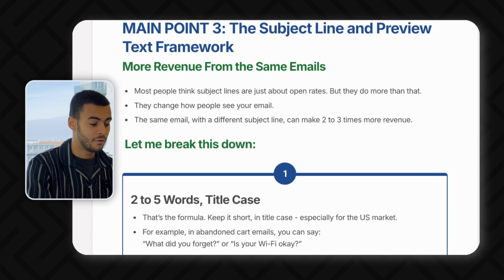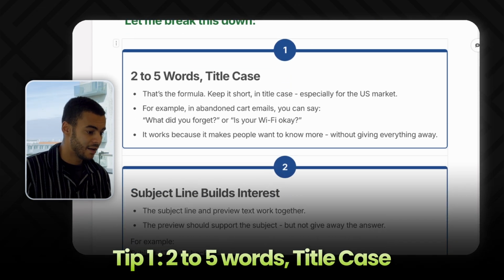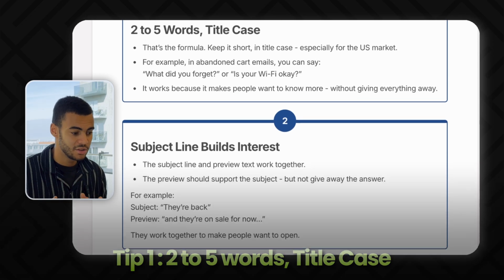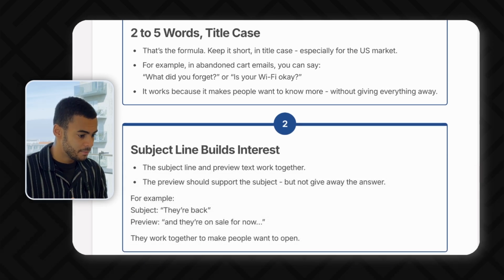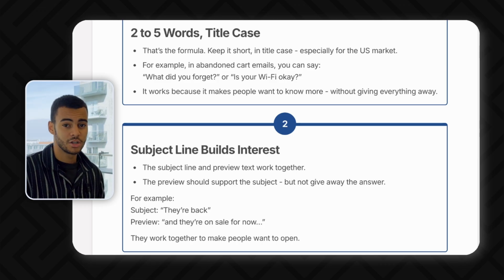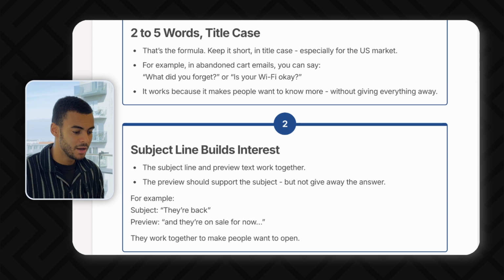But let me just break it down for you. The first step is 2 to 5 words, in title case. That's the formula. You have to keep it short, especially in the US market. For example, if you have an abandoned cart email, you can say, did you forget something, or is your Wi-Fi okay? It works because it makes people want more from your email, without you giving away everything.